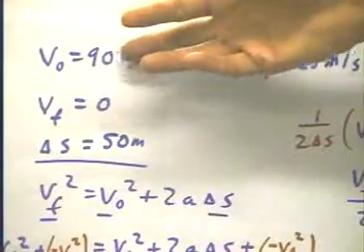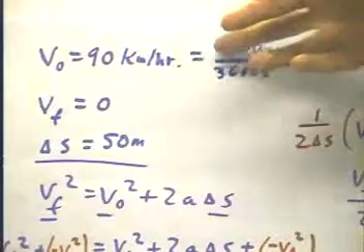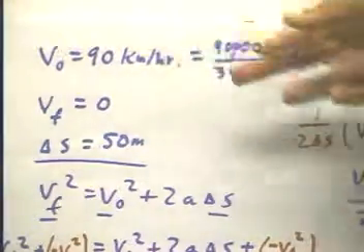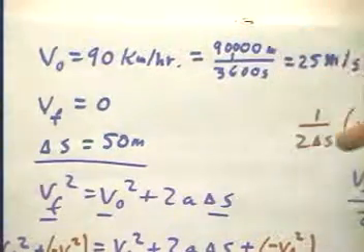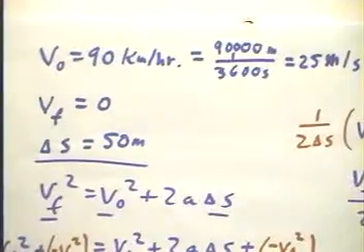Before we proceed, we should change the 90 kilometers per hour into meters per second. 90 kilometers is 90,000 meters. An hour is 3,600 seconds, so that 90 kilometers per hour is 90,000 meters divided by 3,600 seconds, and that comes out to be right at 25 meters per second.